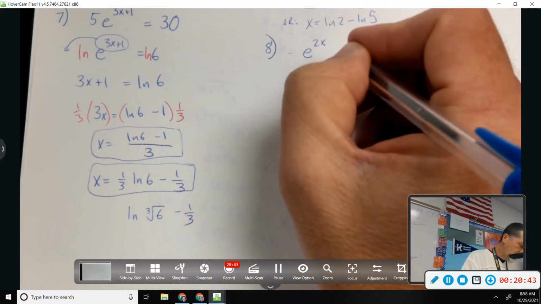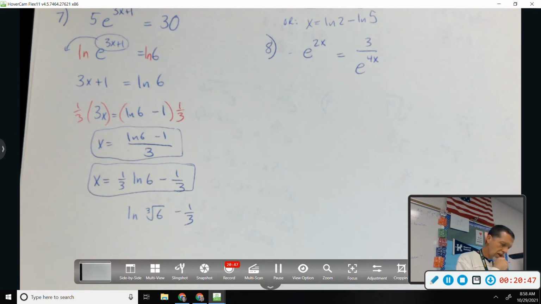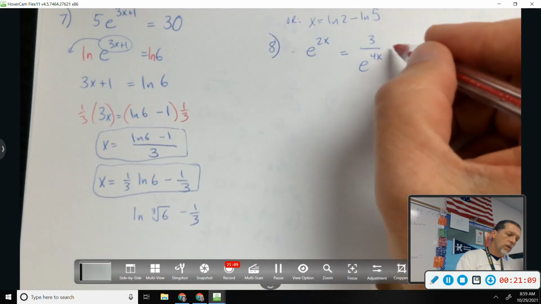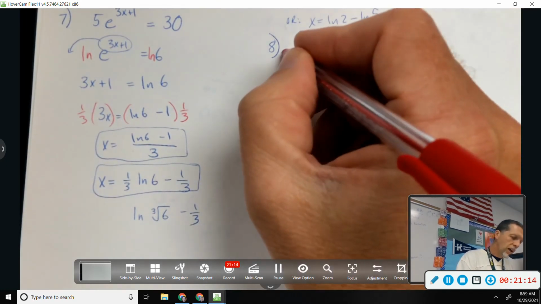Last one. e to the 2x equals 3 over e to the 4x. You can simplify the 2x and the 4x thing. If I don't want a fraction, I can multiply both sides by that denominator, e to the 4x.